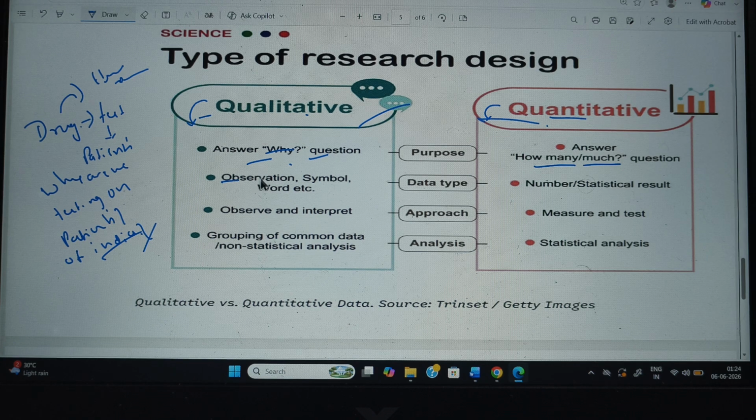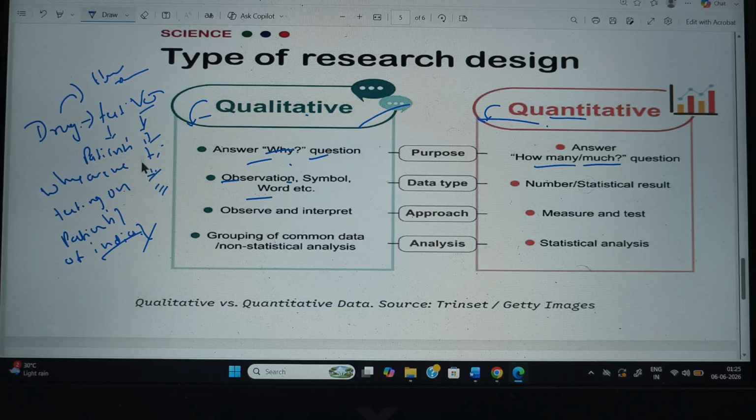Next is observation, symbol, or word. This can be defined as qualitative. It might be the effect of a drug, like side effects. It might be vomiting, or in positive effects you can see that a drug is able to reduce the potency of the disease. In case of inflammation it is reducing the inflammation, or in case of cough it is decreasing the cough.